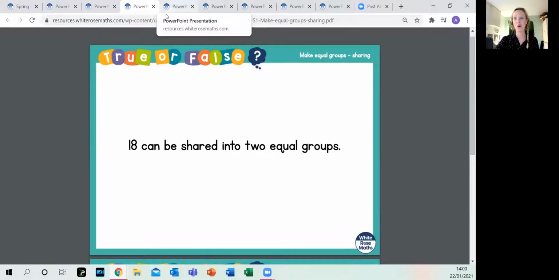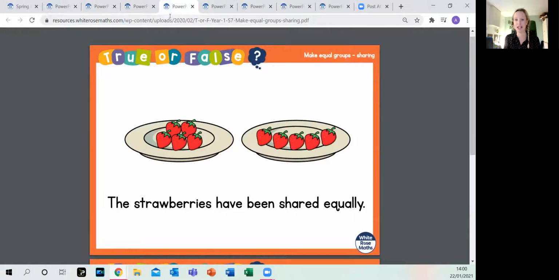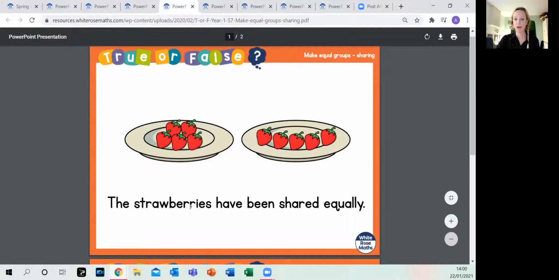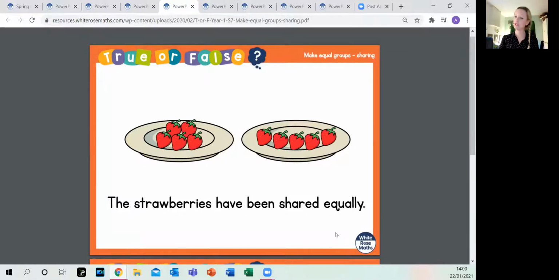Brilliant. Question 4. Okay, we've got a picture now. Some tasty strawberries on 2 plates. Let's read what it's saying. The strawberries have been shared equally. Is that true or is that false? Write your answer for question 4. True or false? Pause me now and work it out. That one was all right, wasn't it? That one was easy enough.